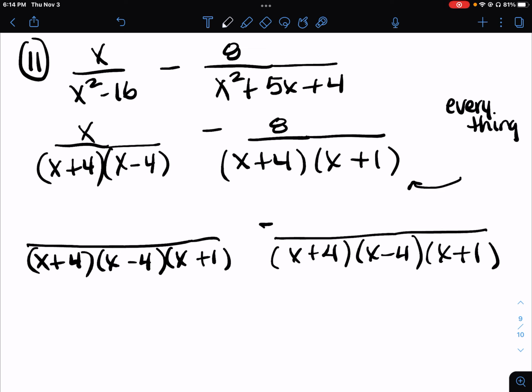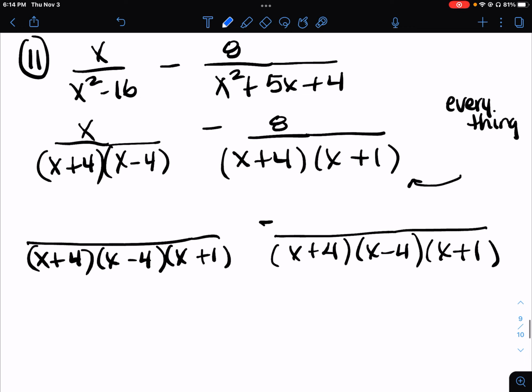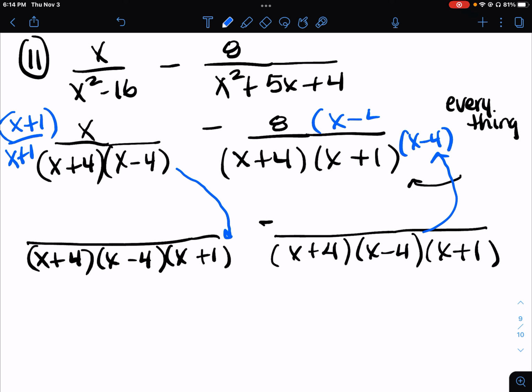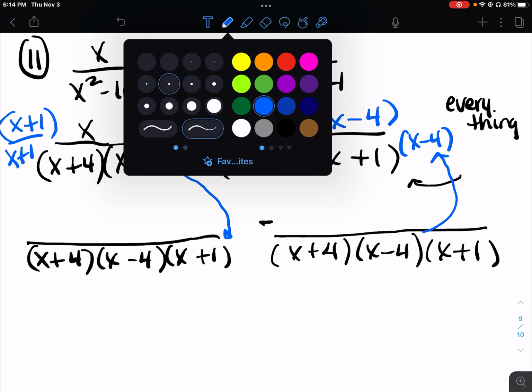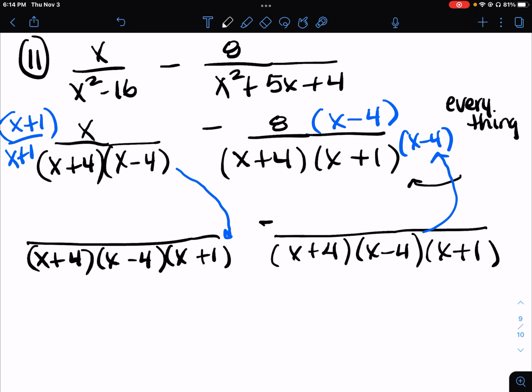Okay, whatever got multiplied in on each part, what you multiply into the bottom, you multiply into the top. So on the left, an x plus 1 got multiplied in. On the right, it already had x plus 4 and x plus 1, so the x minus 4 got multiplied in. Okay, we're making the denominators match. When you change a denominator, you're most likely timesing in a missing piece.